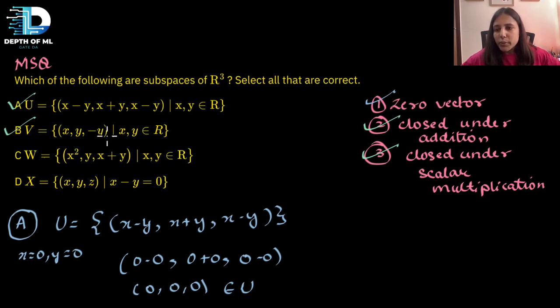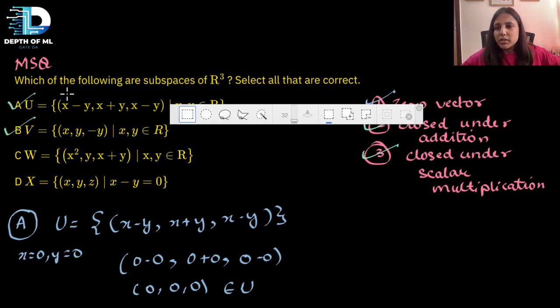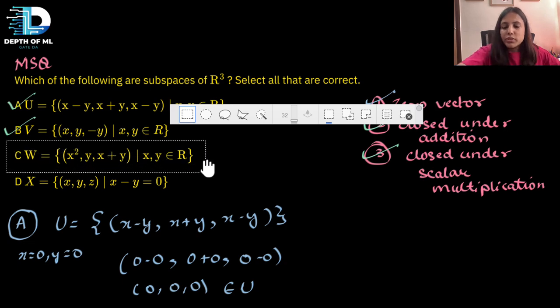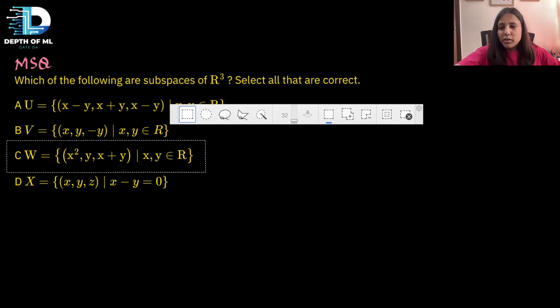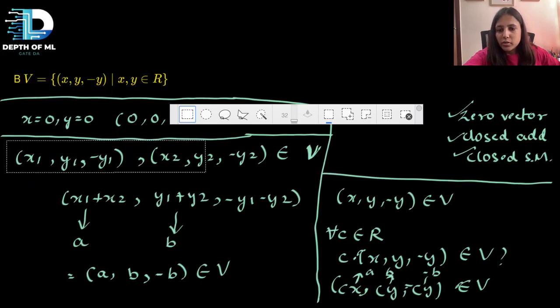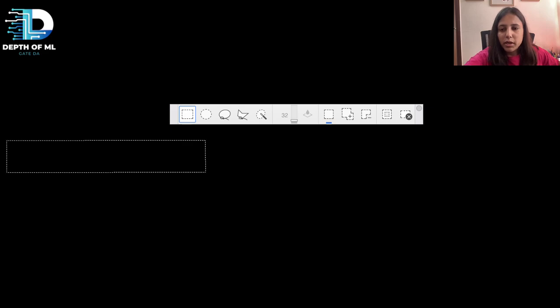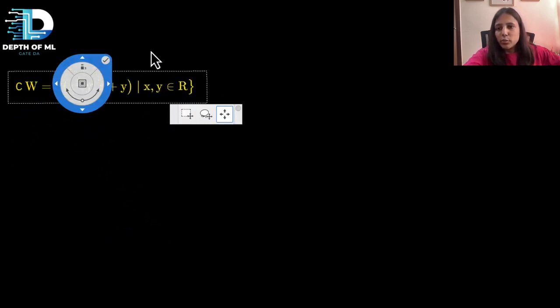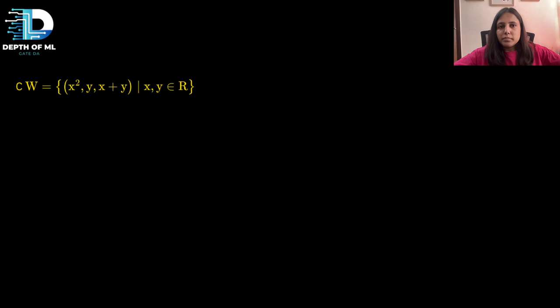Now let's see this part where they have given us this vector space, or this supposedly subset, and we have to check whether this is a valid vector space or not. So let me add it here. So this is my C option. So let's see. We'll do the same things. We'll check for zero vector, closed under addition, and scalar multiplication.